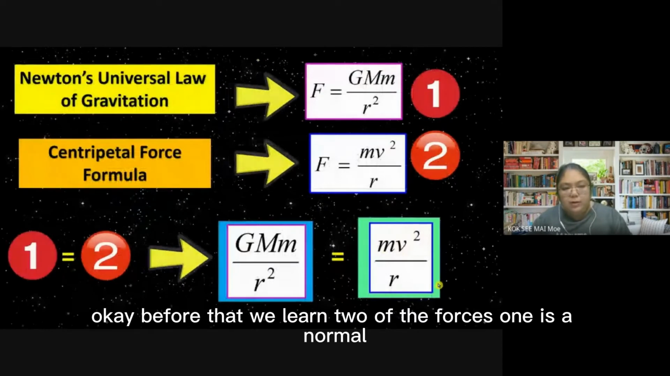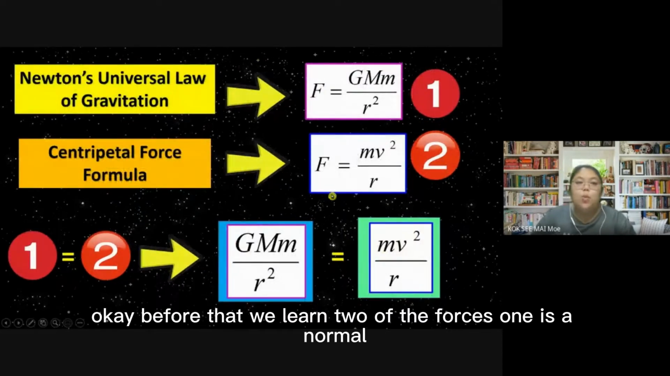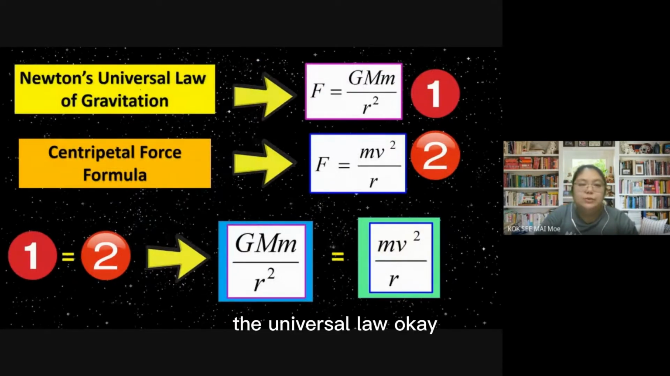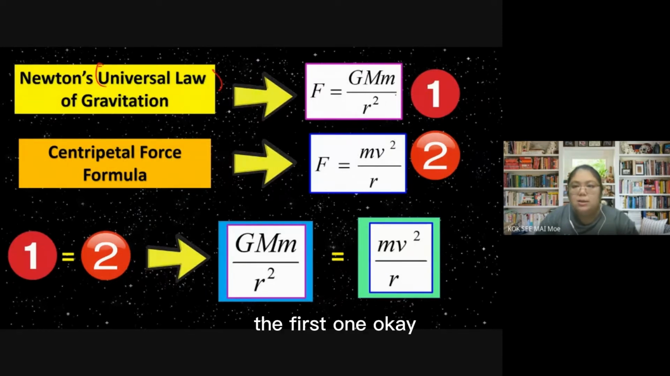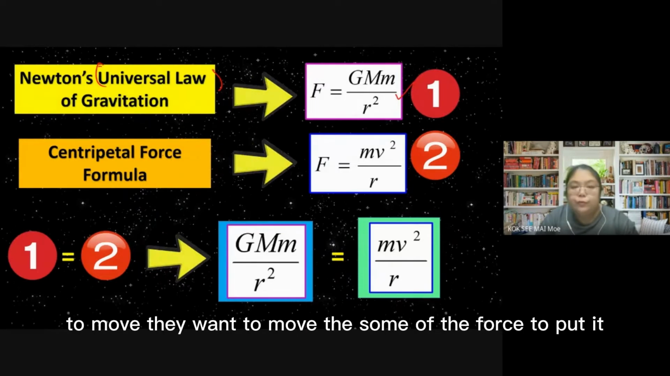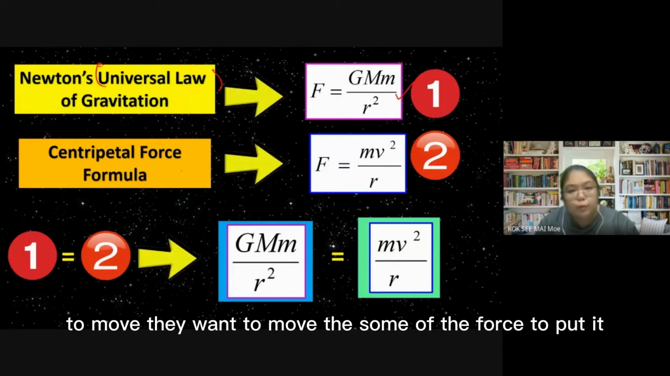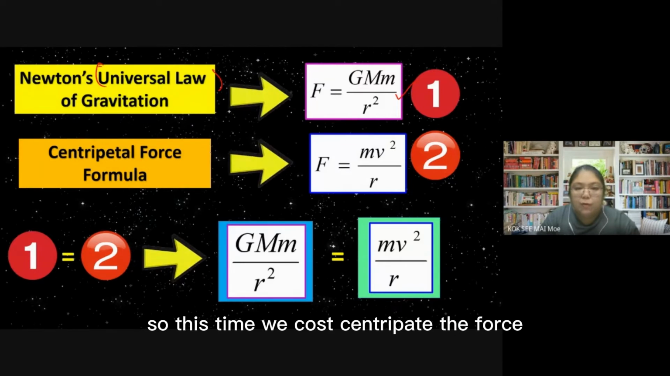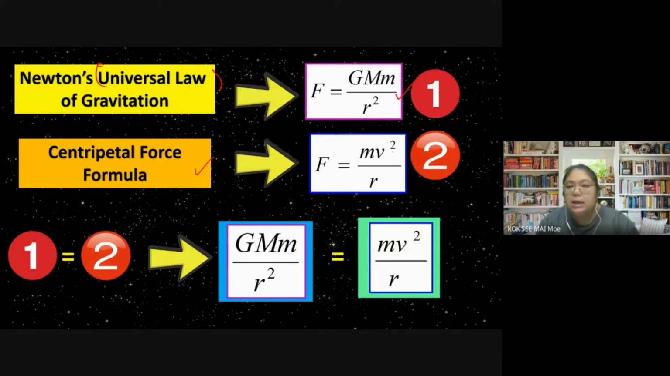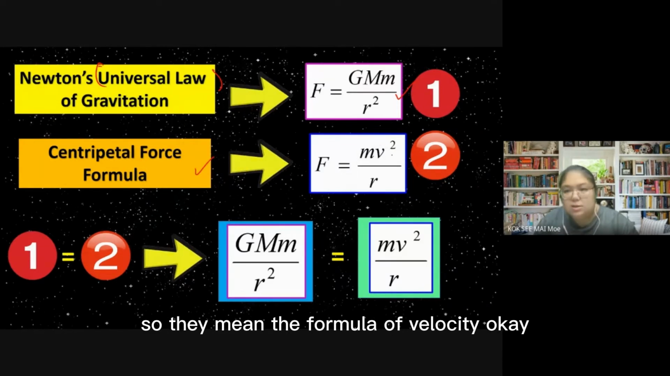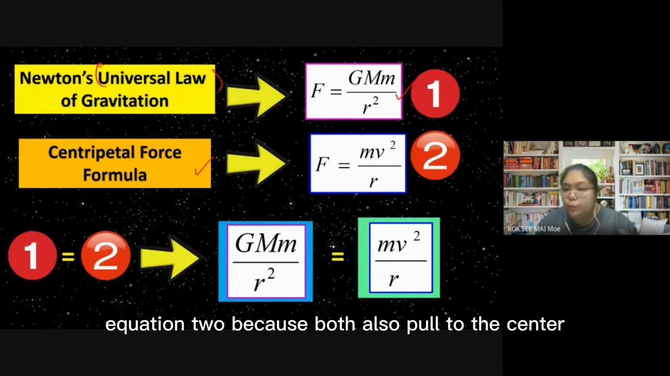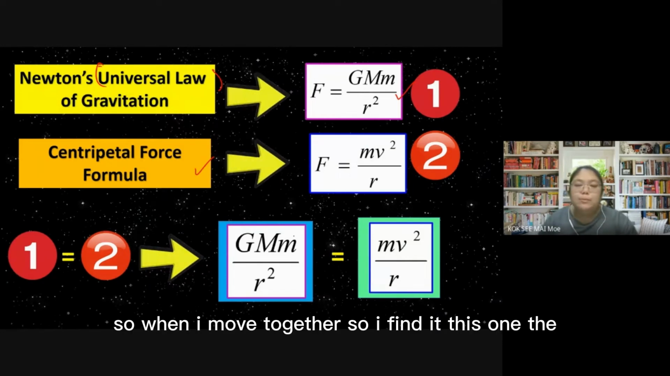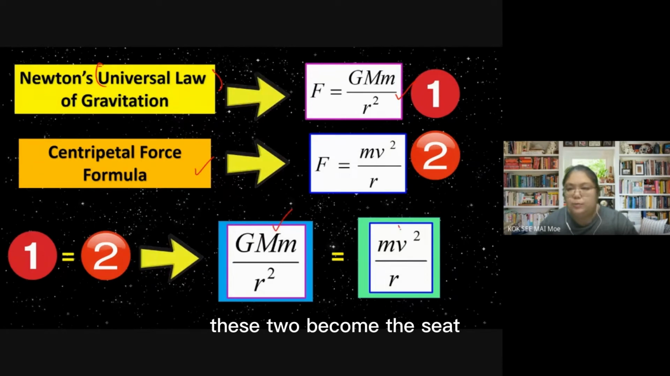Before that, we learned two forces. One is the universal law of gravitation, which we learned when starting. The second one is when they want to move, they have some force pulling them. This one we call centripetal force, related with the velocity, so that formula has velocity. Equation 1 equals equation 2, because both pull to the center. So when I put them together, these two become the same.